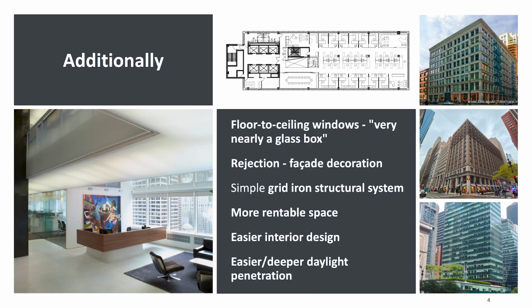Additionally, when we put together all these ideas from Chicago, it led to floor to ceiling windows, very nearly converting the building into a glass box. Facade decoration was rejected, slowly, particularly with Louis Sullivan talking about the use of ornamentation in tall buildings. It became a simple gridiron structural system. More rentable space was possible because the columns on the grid were slender. Interior design was easier because of modular coordination and standardization, and daylight penetrated deeper because of extensive use of glass.